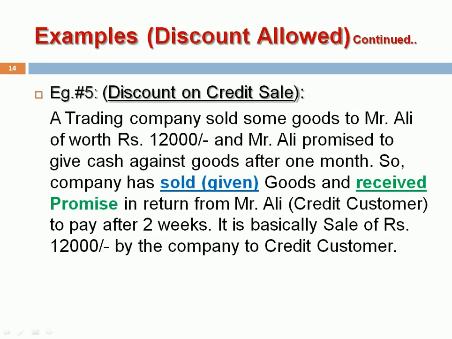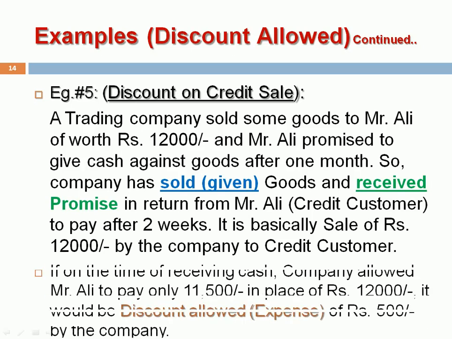So now look at the examples of discount. What if a trading company sold some goods to Mr. Ali worth rupees 12,000, and Mr. Ali promised to give cash against goods after 1 month. So the company has sold goods and received a promise in return from Mr. Ali to pay after 2 weeks. It is basically a sale of rupees 12,000 by the company to a credit customer.